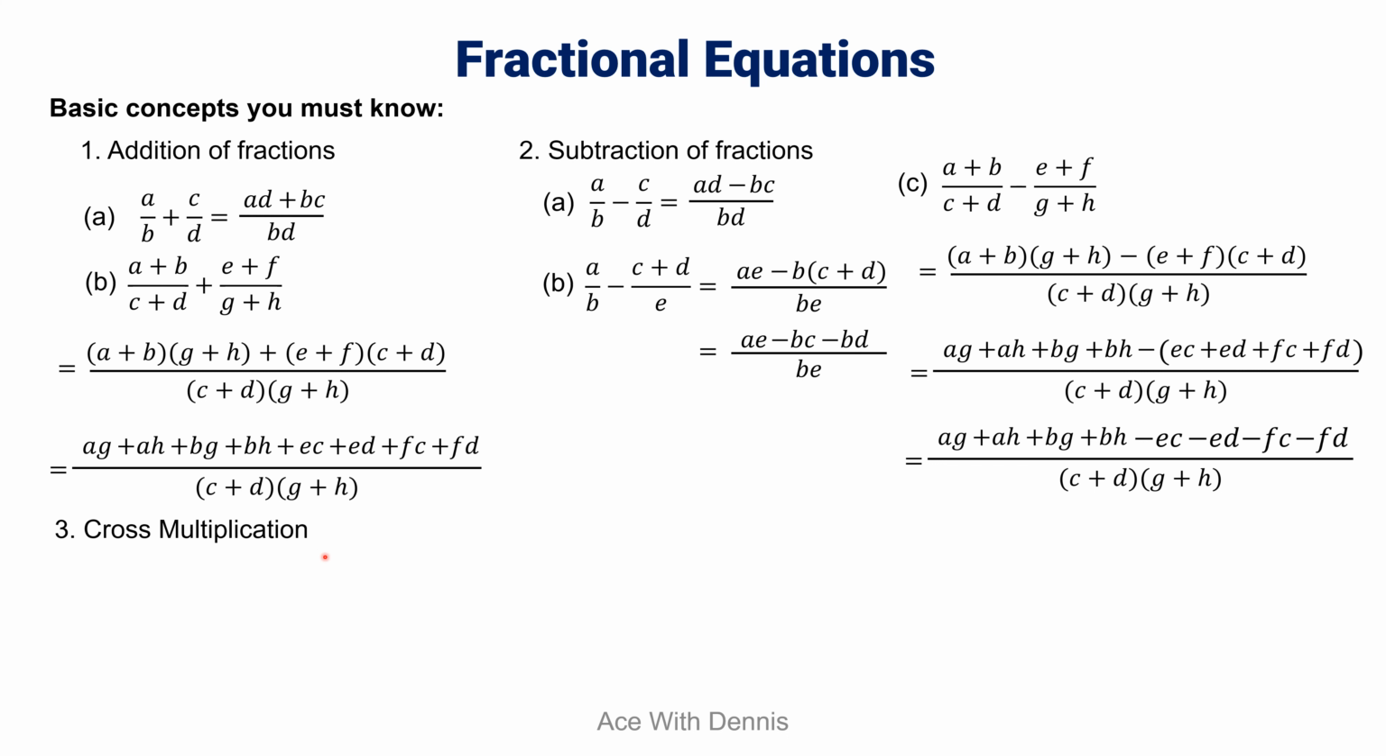Next one, cross multiplication, right? Like for example here, if a over b equals c, so I want to move this b to the right hand side, then a equals bc, so we make a the subject. For b, if we have a over b equals c over d, so we cross multiply. A times d, I'll get ad, that equals b times c, so both are equal. Okay, so please make sure you know these concepts before we move on to discuss fractional equations.